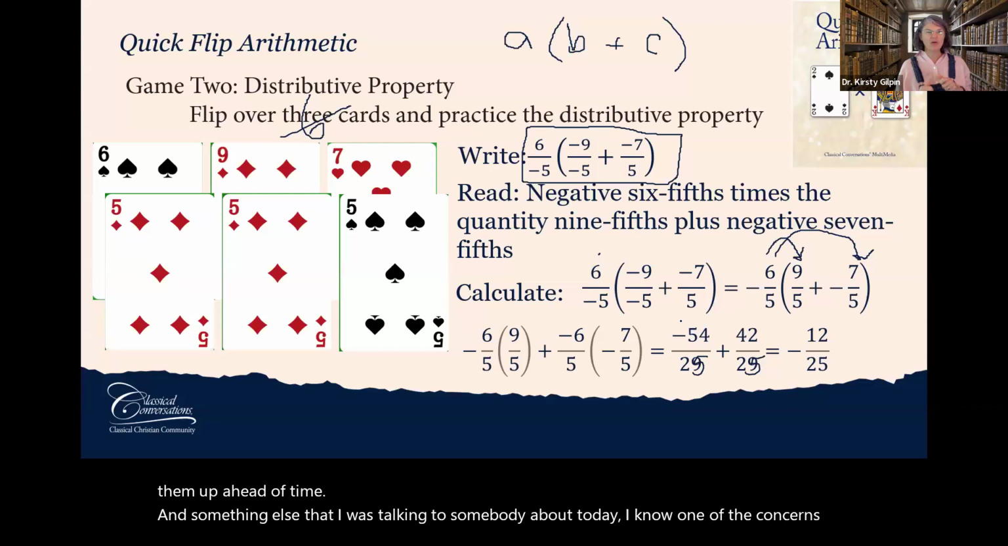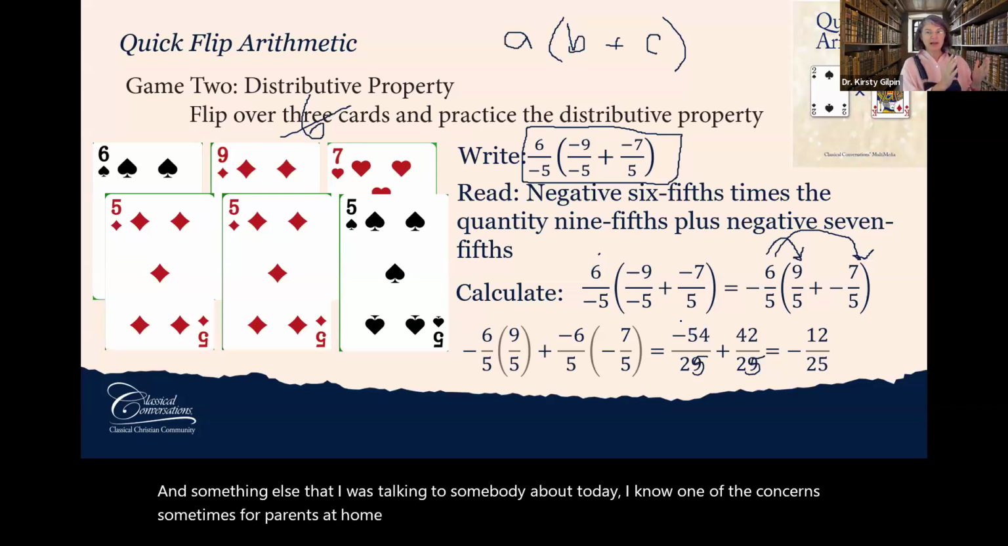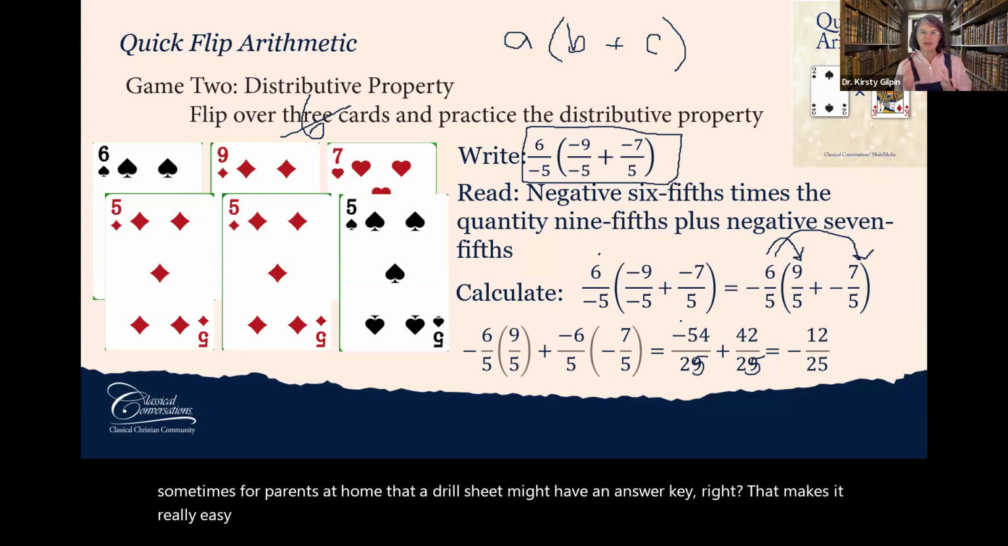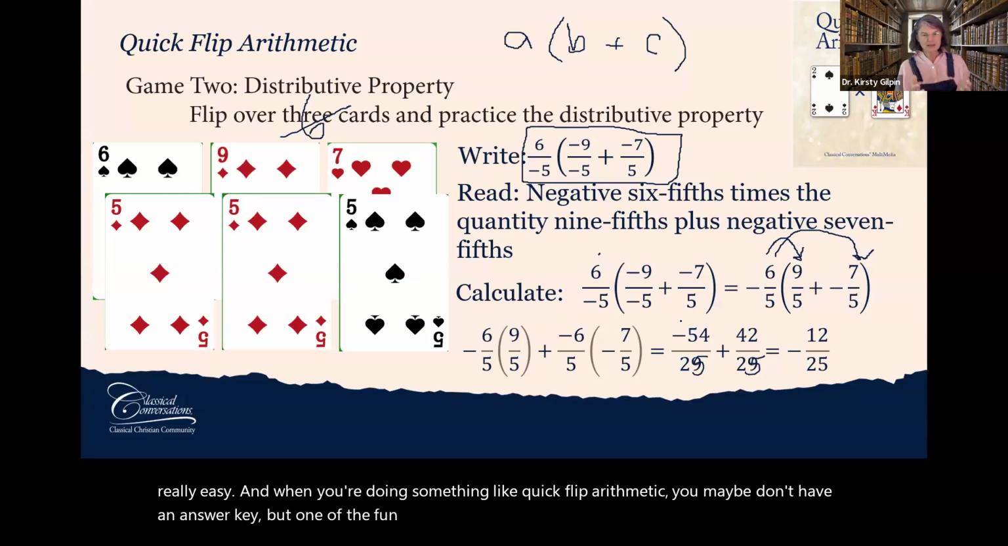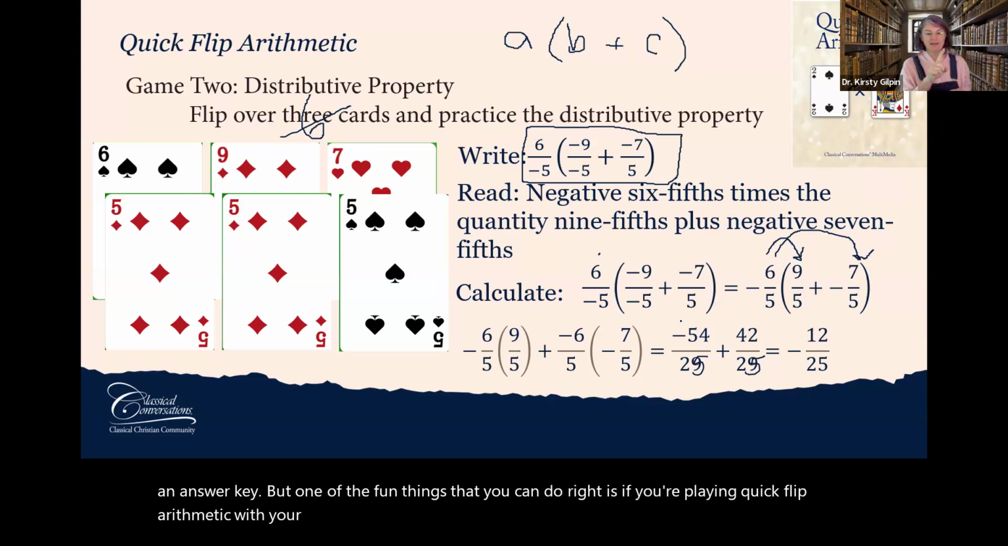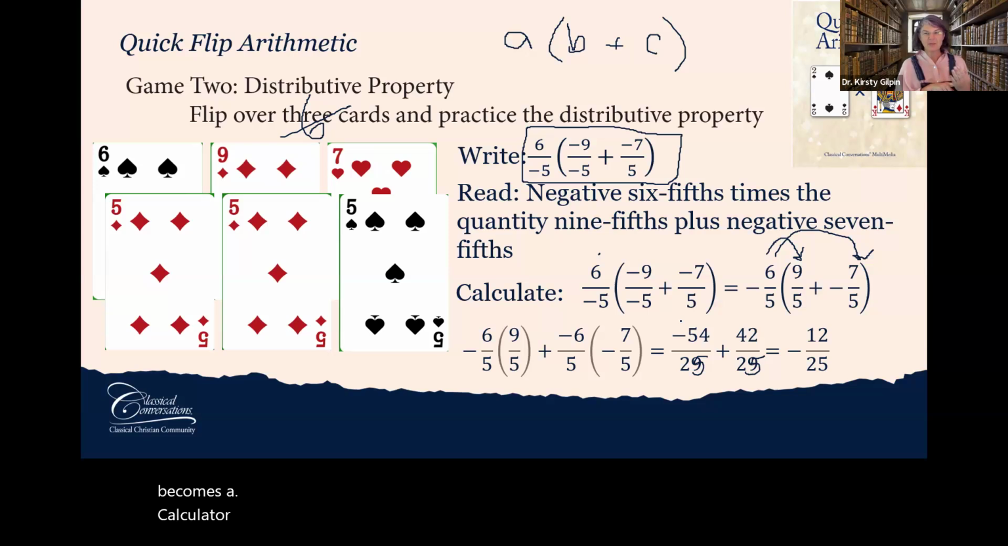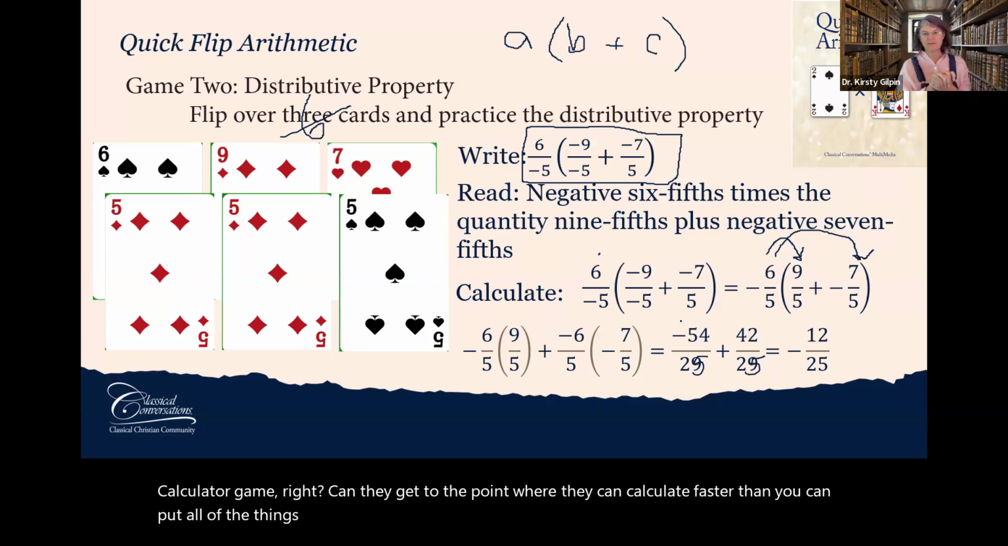And something else that I was talking to somebody about today, I know one of the concerns sometimes for parents at home is that a drill sheet might have an answer key, right? That makes it really easy. And when you're doing something like quick flip arithmetic, you maybe don't have an answer key. But one of the fun things you can do is, if you're playing quick flip arithmetic with your students, they're doing the work, you have the calculator, and it becomes a beat the calculator game, right? Can they get to the point where they can calculate faster than you can put all of the things into your calculator?